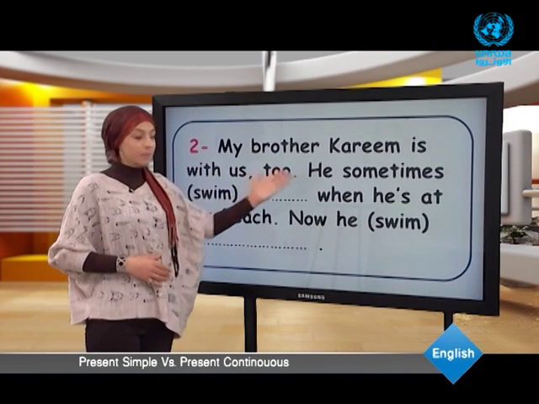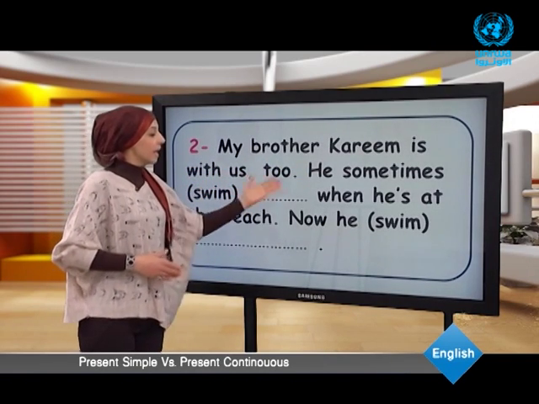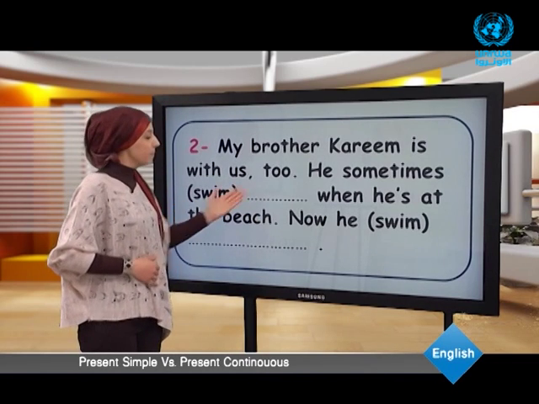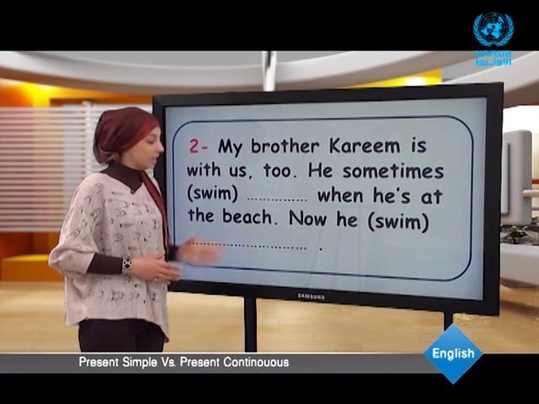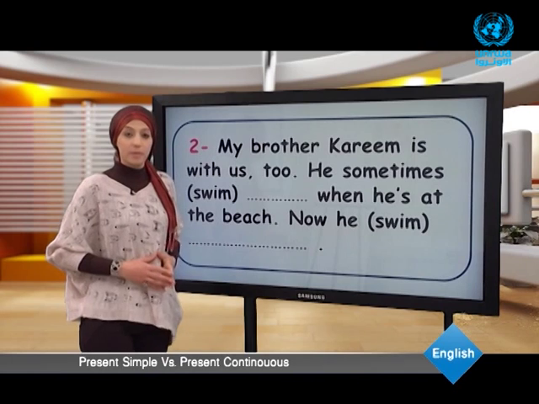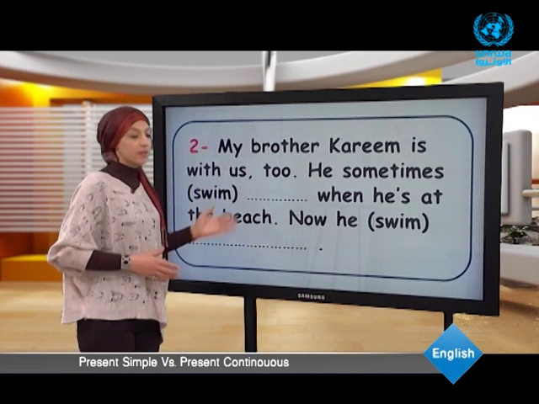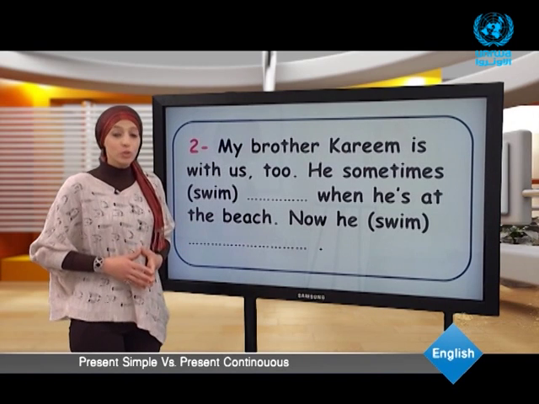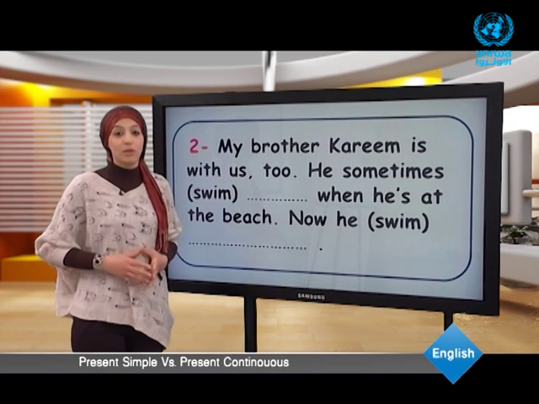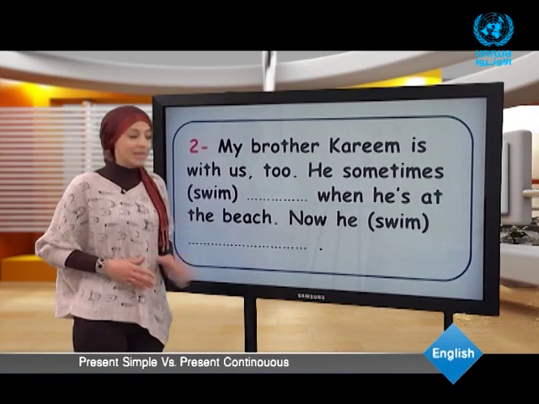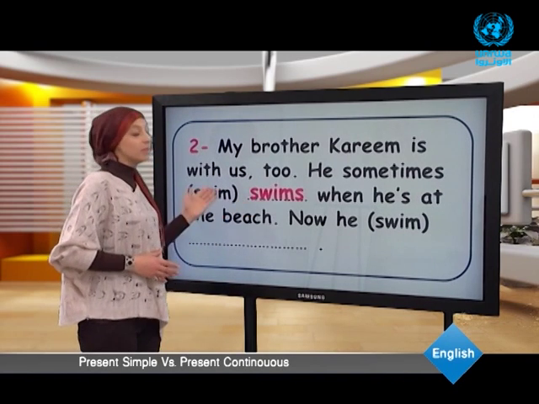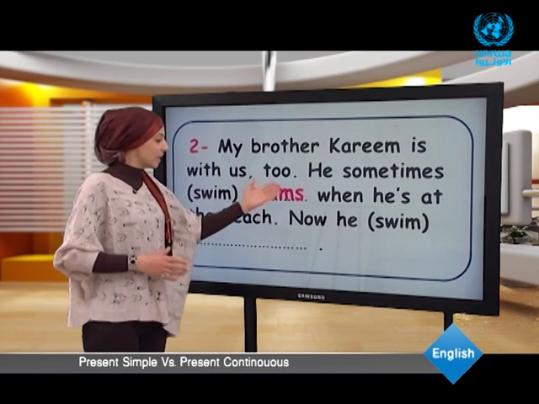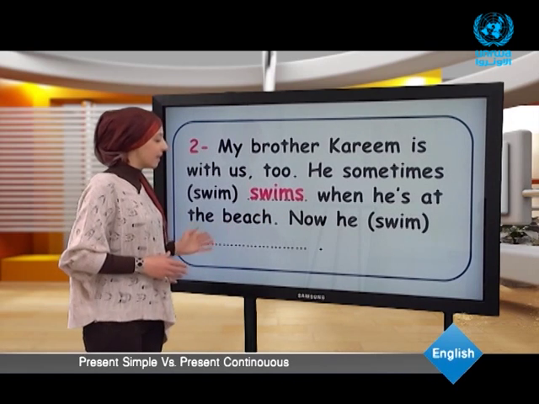My brother Kareem is with us too. He sometimes swims when he's at the beach. Now he swims. Now it's your turn to correct the verbs. The first one. Are you going to use the present simple or the present continuous tense? Yes, very good. He sometimes swims. He sometimes swims when he's at the beach.